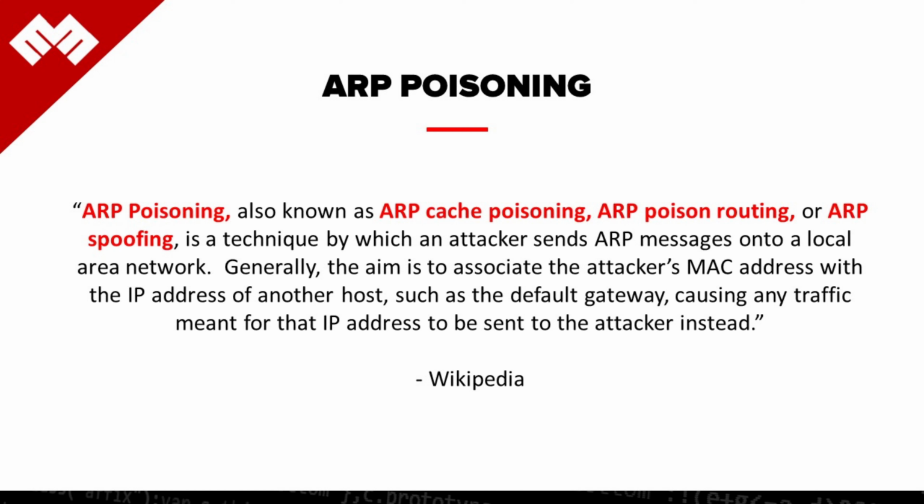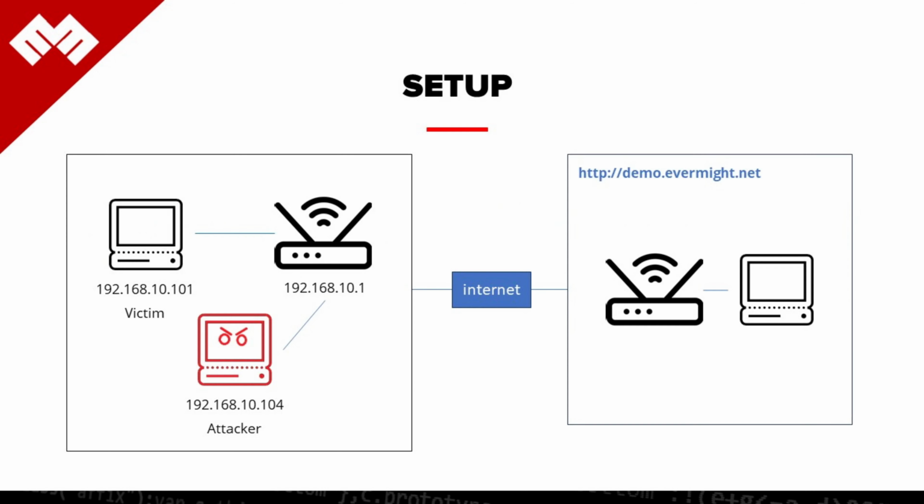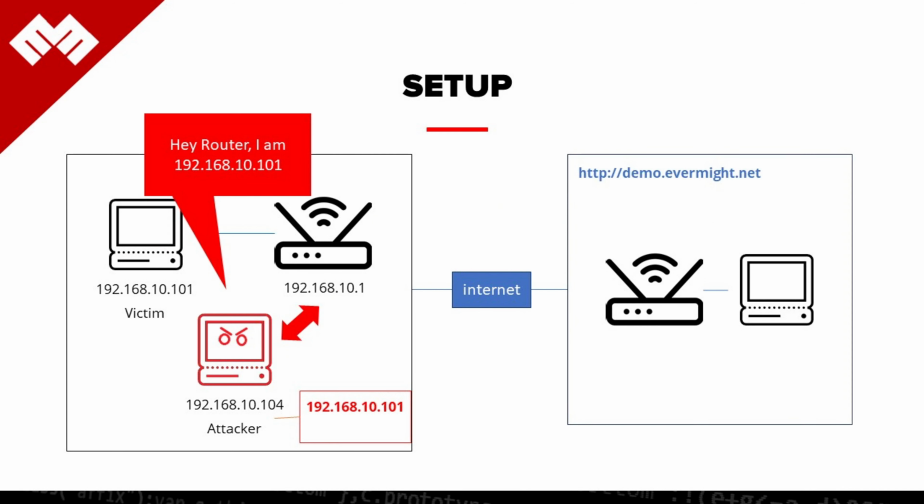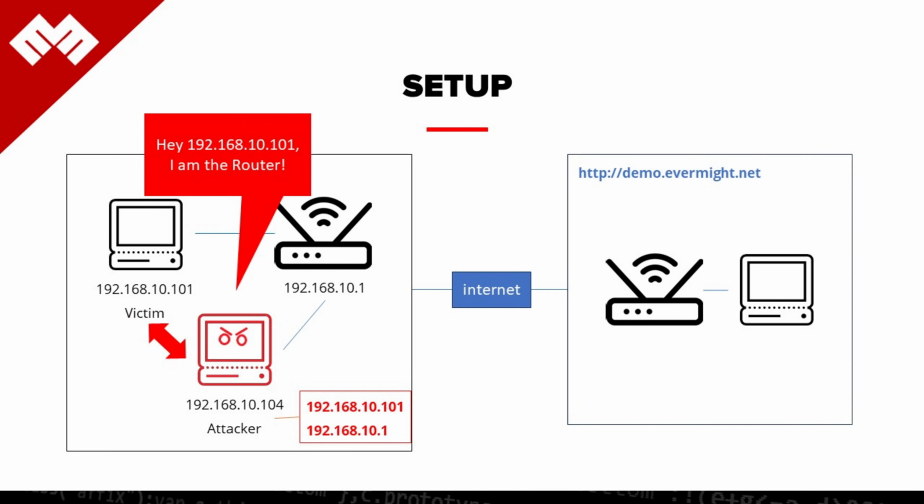Now we're ready to begin a man-in-the-middle attack. Let's start with a technique called ARP poisoning. ARP poisoning means an attacker will disrupt the ARP records of other machines on the local network. Specifically, the attacking machine will tell the router that the IP address of 192.168.10.101 should map to the MAC address of the attacker's machine. Additionally, the attacking machine will tell the victim's machine that the gateway IP address of 192.168.10.1 should also map to the MAC address of the attacker's machine.